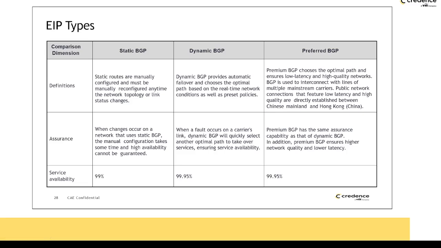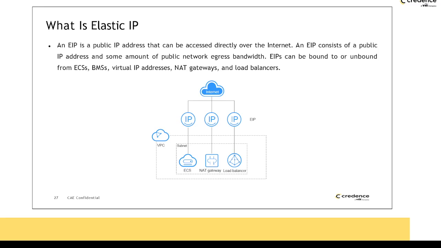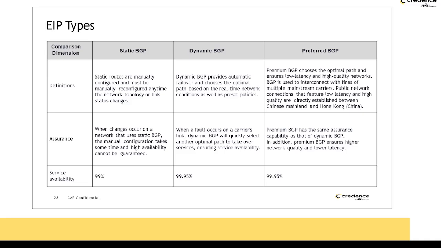So basically, a comparison when we use EIP. So this is BGP. Why is it an EIP type? So okay, this is a comparison dimension of BGP. Okay, static BGP. BGP, static BGP, dynamic BGP, and preferred BGP. I think this one is wrong.